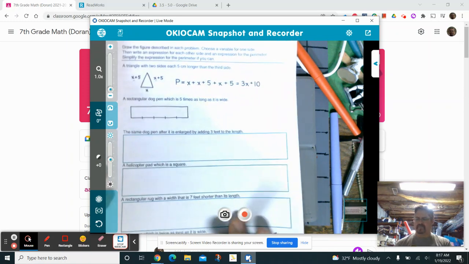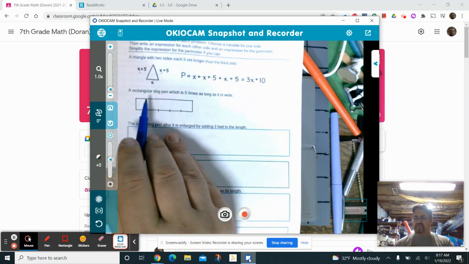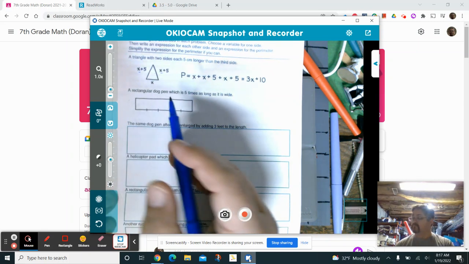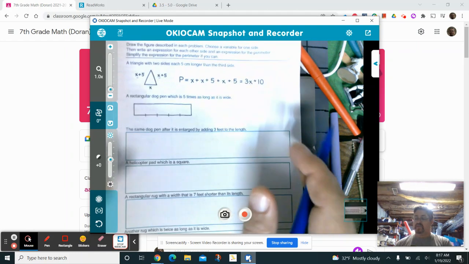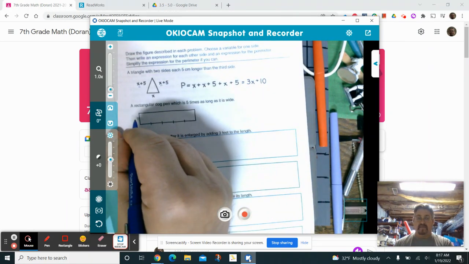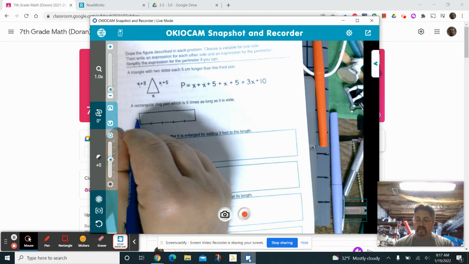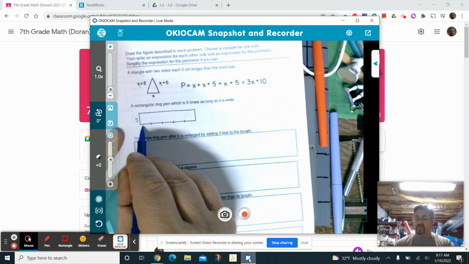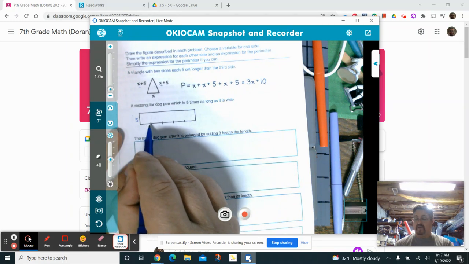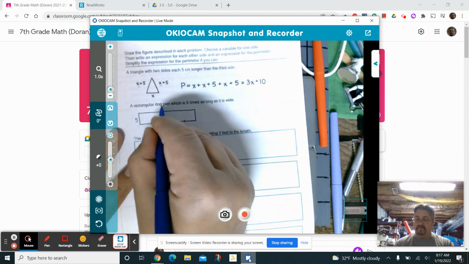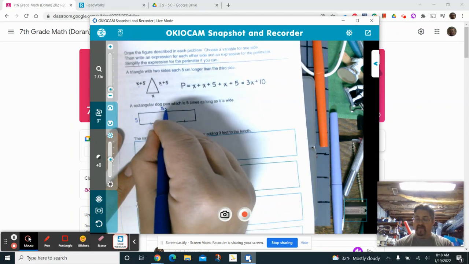100%. And I've got a rectangular dog pen, which is 5 times as long as it is wide. Okay. So if I made this side beside S, then this side right here would be 5 times as long, right? 1, 2, 3, 4, 5. This would be 5S.